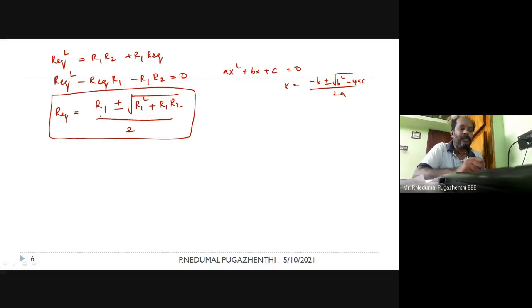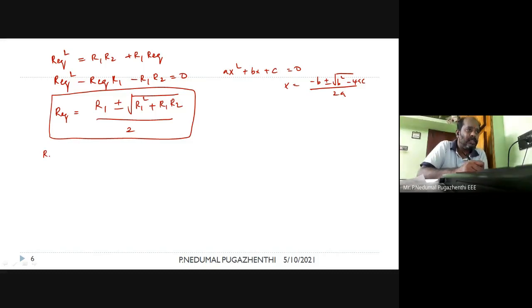Okay, for an infinite network, to find the R equivalent, which has the combination of R1 and R2, this is going to be the formula. How many resistors may be there? Infinite number of resistors. The formula is going to be R1 plus or minus square root of R1 squared plus R1 R2, divided by 2. The minus will not be counted, because I will give you an example.